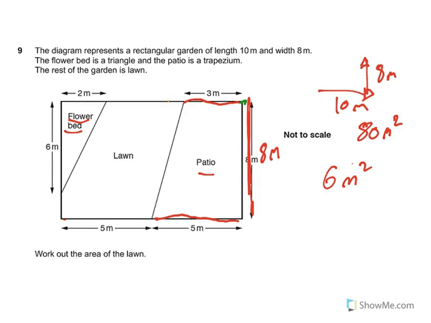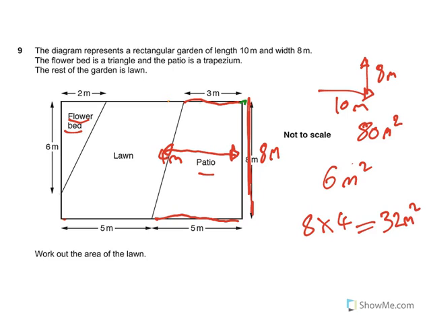3 plus 5 is 8. 8 divided by 2 is 4. So the average width of this shape is 4 metres. Okay, if you have the average width, you can do 8 times 4, and that gives you 32 metres squared.